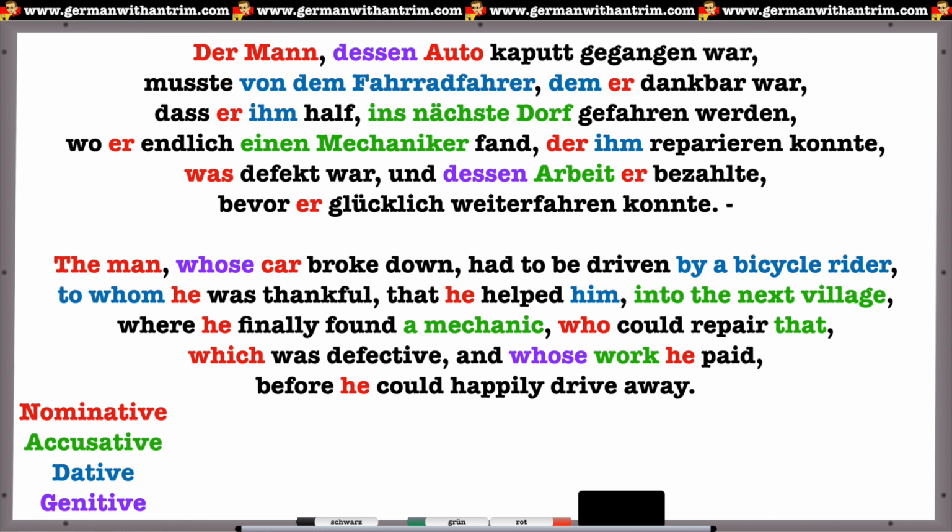car broke down had to be driven by a bicycle rider, to whom he was thankful that he helped him, into the next village, where he finally found a mechanic who could repair that which was defective and whose work he paid before he could happily drive away.